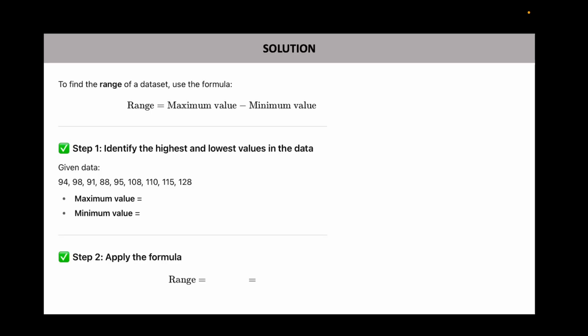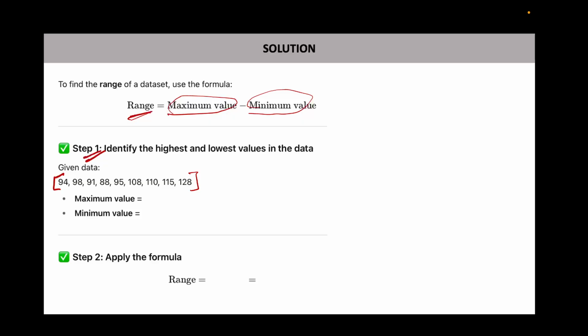So first, to solve this question, you need to know what range is. Range is a very simple formula. The range of any data set will be the maximum value subtracted by the minimum value of that data set. So step one to solve this kind of question would be to arrange your entire data set in some form of order. You can arrange it from highest to lowest or from lowest to highest. That will help you find out the minimum value and the maximum value.